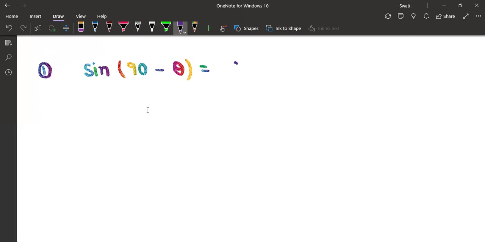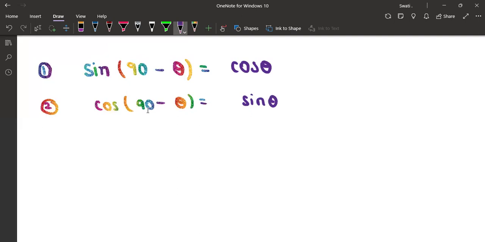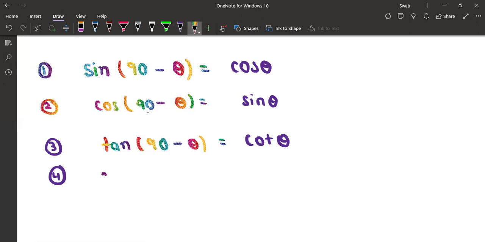So what is sine 90 minus theta? The formula is cos theta. This is your first formula. Next formula. What is cos 90 minus theta? The answer is sine theta. Next, I can first write down the tan, that would be better. What is tan 90 minus theta? The answer is cot theta. And then I'll write what is cot 90 minus theta. The answer is tan theta.